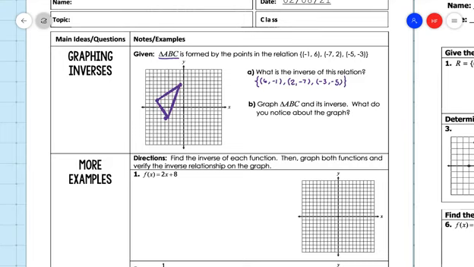And then I'll graph the inverse in red. So it's at (6, -1), (2, -7), and (-3, -5).